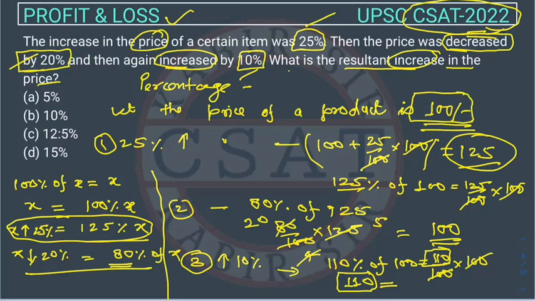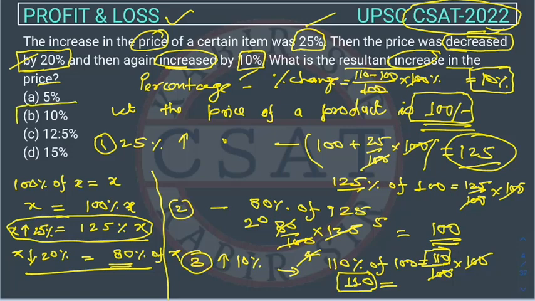If you remember, I told you percentage change is how much? Final price minus initial price upon initial price into 100. This comes in percentage. So this 100 will cut this one. So it will be 10%. So 10% is our answer. Means option B is our answer.